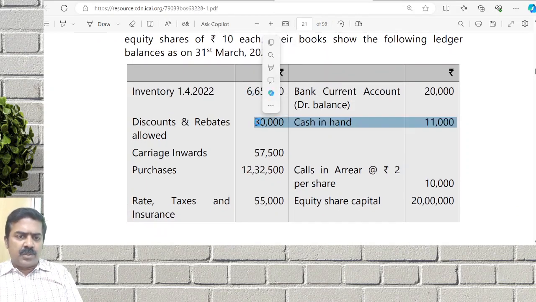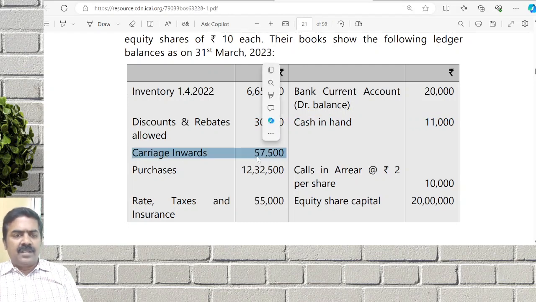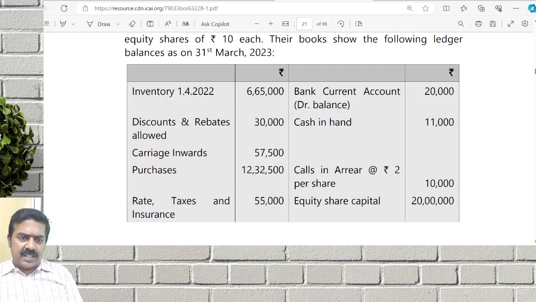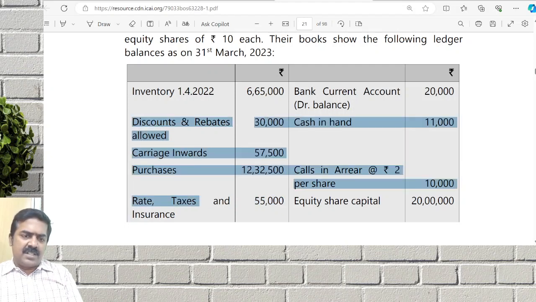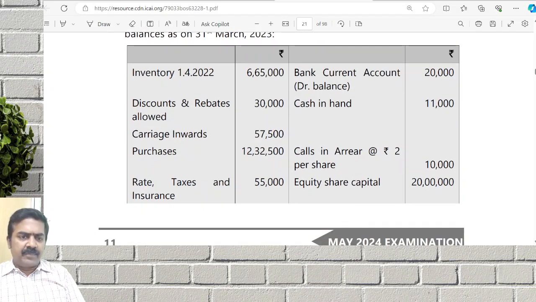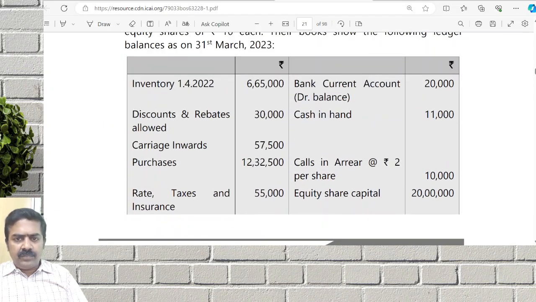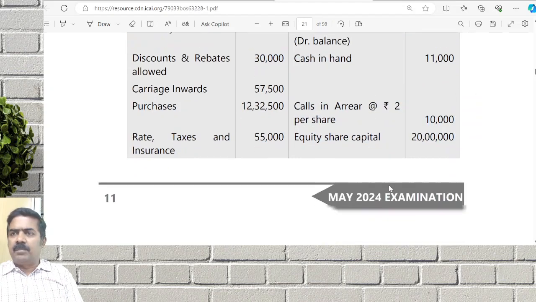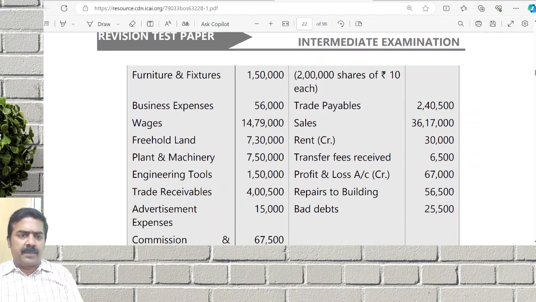Inventory, discounts and rebates allowed are given. Carriage inwards, purchases, rates, taxes and insurance. Discount allowed, carriage inwards, purchases, rates, tax and insurance will come in which account? P&L account. Then current account debit balance, it will come in what? Cash and cash equivalent. This also will come in what? Cash and cash equivalent. Calls in arrear will be adjusted with what? Paid up capital. It will be adjusted in paid up capital.